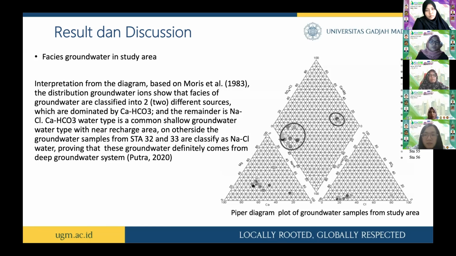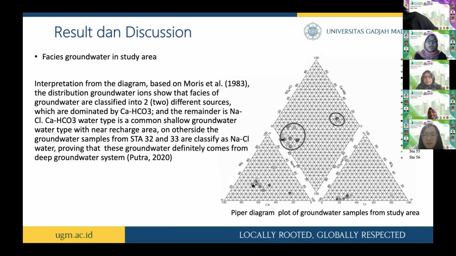And then, from the previous analysis, we will know the facies of groundwater in this study area using a Piper diagram plot. This shows the Piper diagram plot of the study area. The interpretation from the diagram, based on Morris, of the distribution of groundwater ions is that the facies of groundwater are classified into two different types, which are dominated by calcium bicarbonate and then sodium chloride.